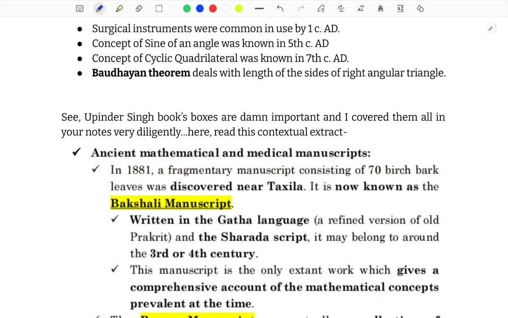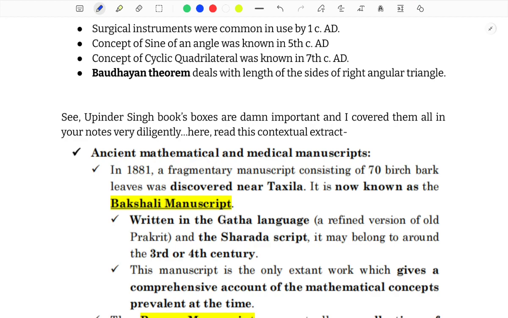They were surgical instruments. They were common in use by the 1st century AD. The concept of the sine of an angle was known in the 5th century AD. The concept of cyclic quadrilateral, these are plain facts. If you remember them, fine. If you don't remember these dates, that's also fine. The concept of cyclic quadrilateral was known in the 7th century AD.